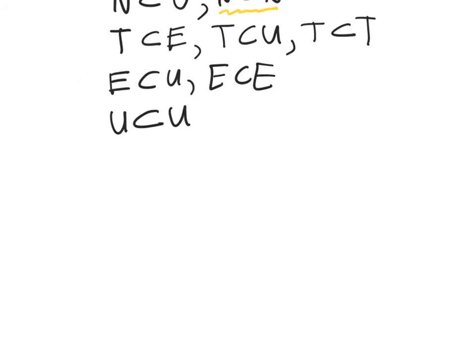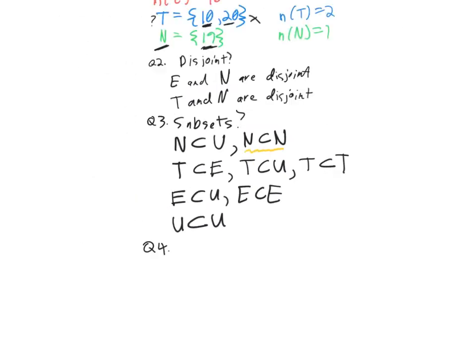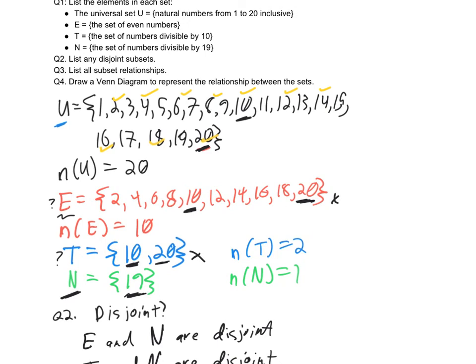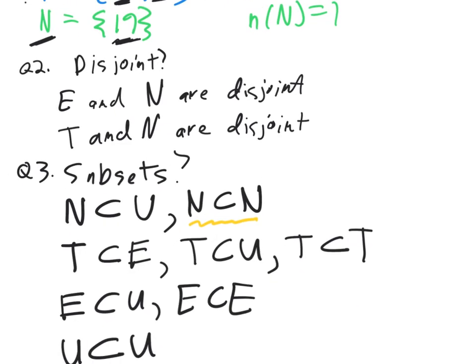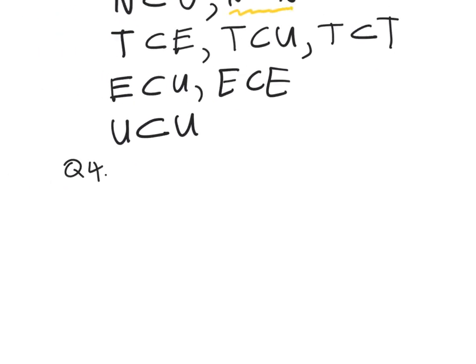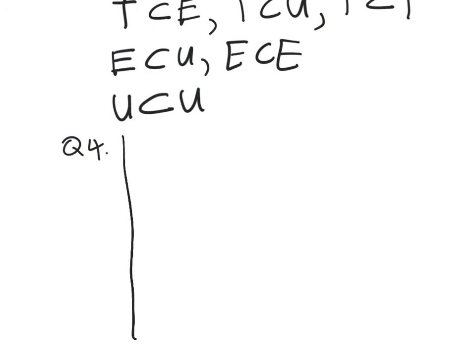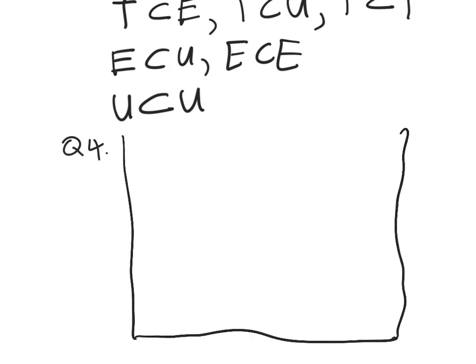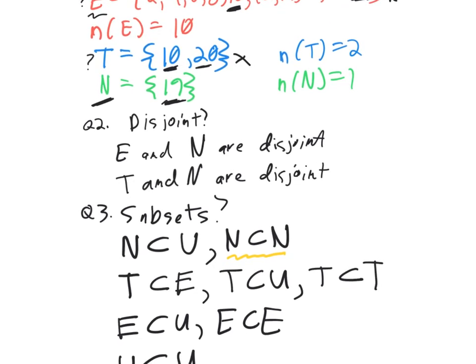Okay, last problem. We were asked to draw a Venn diagram to represent the relationship between each of these sets. So in a Venn diagram, we're going to represent the sets themselves with shapes. I'm going to start by drawing this box. Apologize for my poor box drawing skills, but this box is going to represent U, the universal set. The universal set has 20 elements in it, so everything that's in the universal set is going to be inside of this box. Now let's look at N.